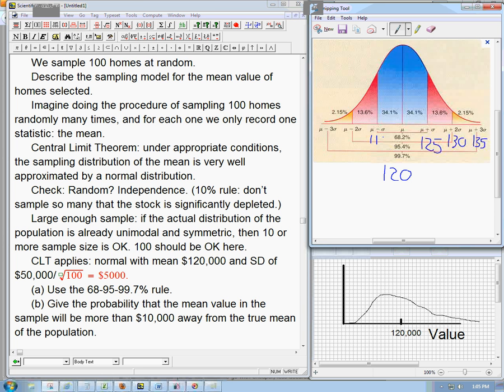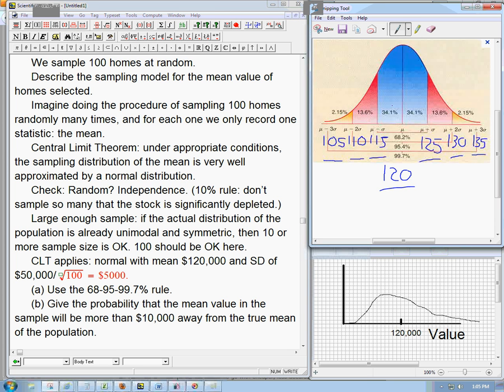Here it's going to be 115. Here it's going to be 110. And here it's going to be 105. So remember, I'm not saying this is the distribution of values of homes in Albuquerque. What I'm saying is that if I do these samples, on average I'm going to get something close to $120,000 for the average of the 100 homes in the sample, the values. But I could easily get something up as high as 125 or low as 115, but with pretty low probability it's going to get up to 130, 135, or down to 110 or 105.